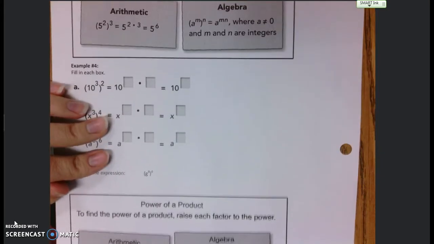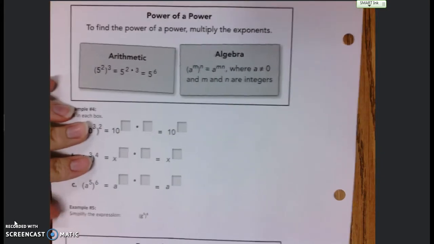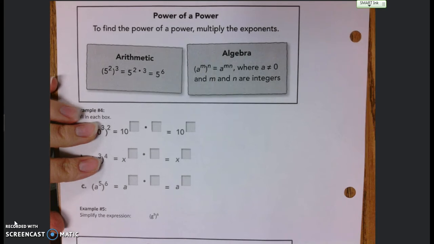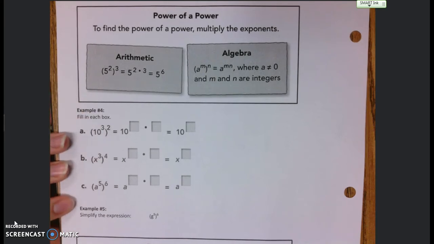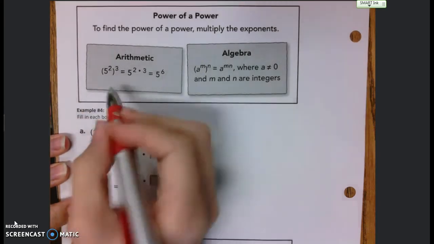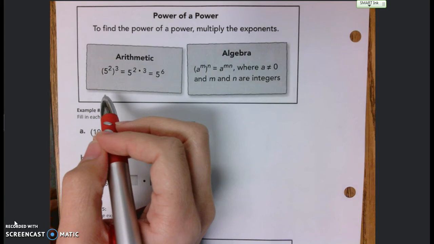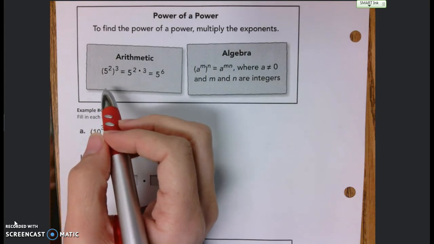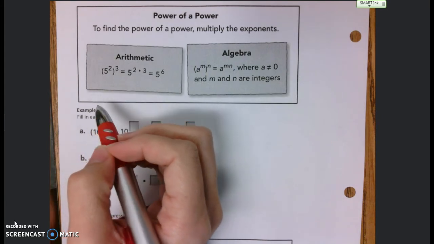Okay, now here is another law that we have, which states that when you have a power to a power, this time you will multiply the exponents. So you need to be careful because this is very slightly different than two bases and an exponent being multiplied together.